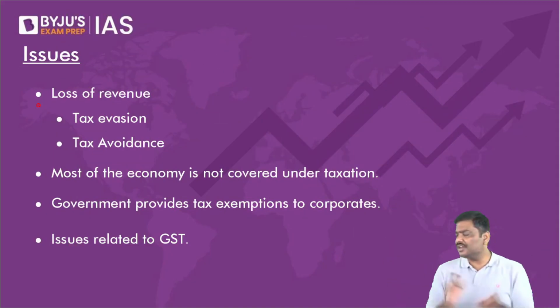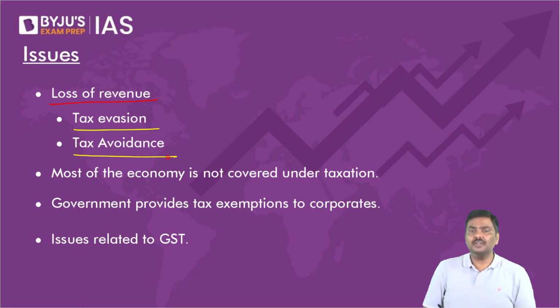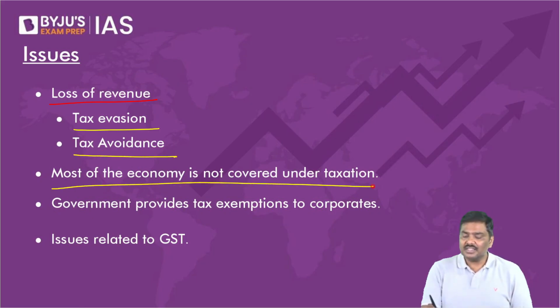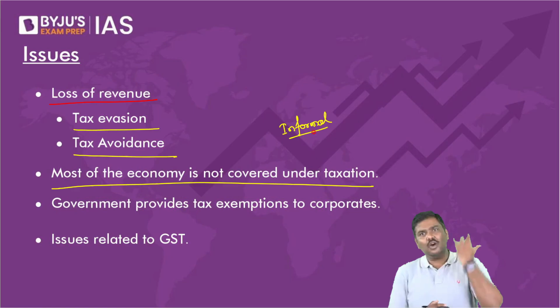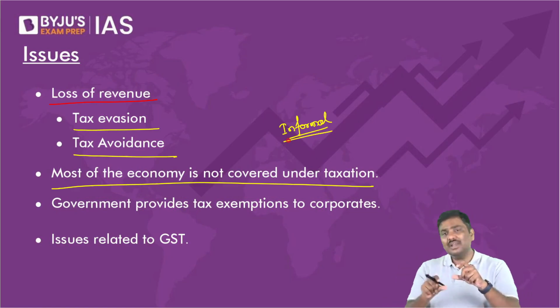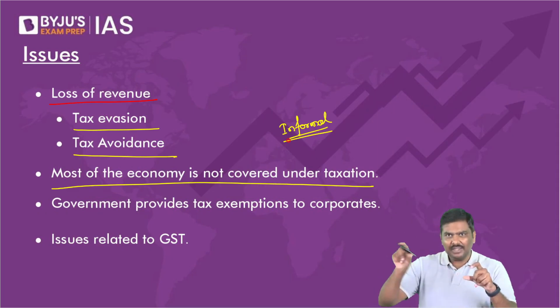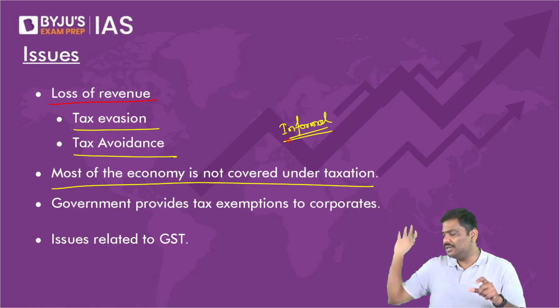Overall taxation structure in India, loss of revenue because of tax evasion, tax avoidance. Most of the economy is not covered under taxation. What do you mean by most of the economy? There is a term called informal economy. What do you mean by informal economy? Informal economy refers to that part of the economy that is not covered under any laws, that is not covered under any of the act of the government.